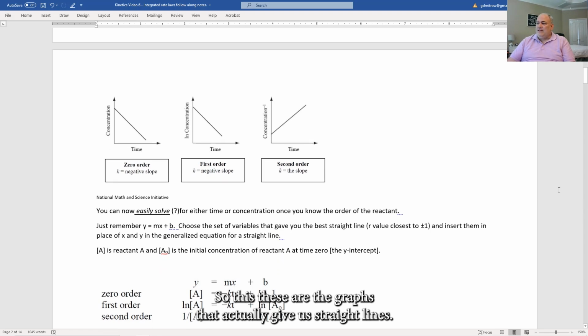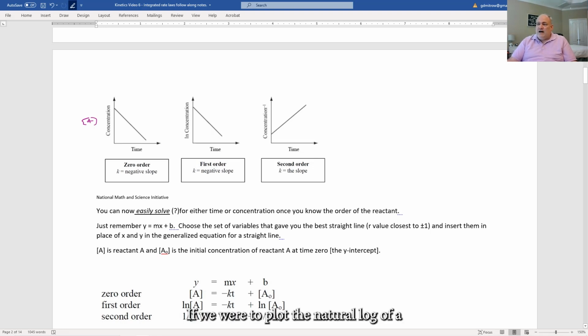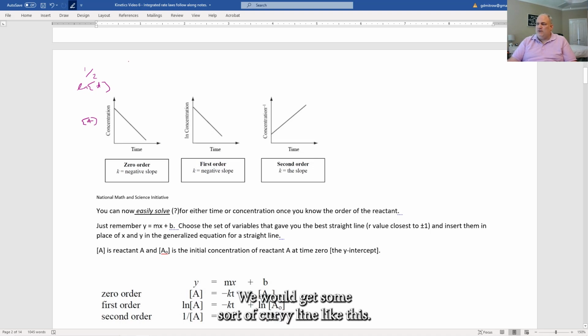So these are the graphs that actually give us straight lines. If we do a concentration versus time graph, so this is concentration of A versus time, and we get a downward straight line, that's zero order. If we were to plot the natural log of A for this zero order reaction, or 1 over A, we would not get a straight line. We would get some sort of curvy line like this.